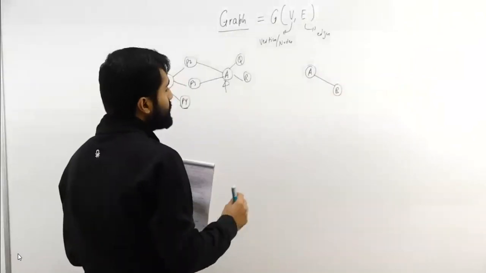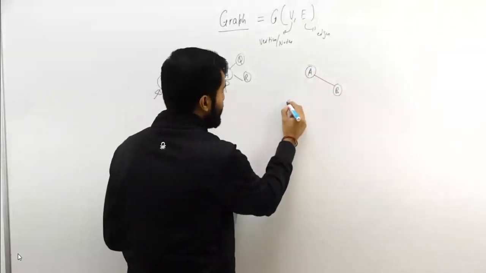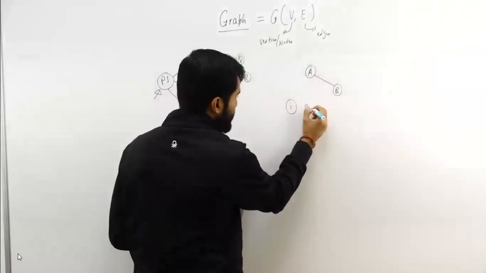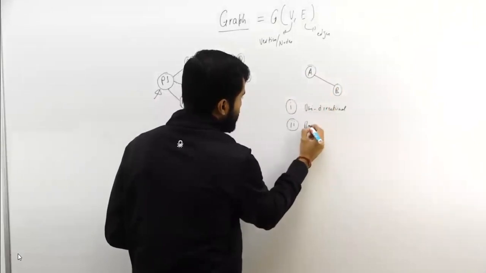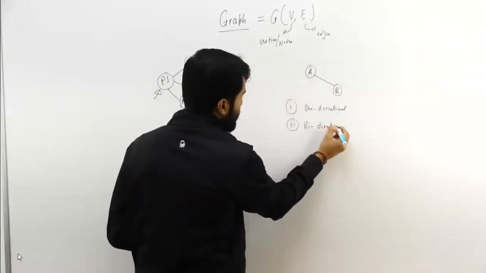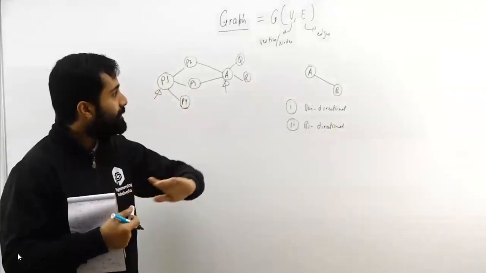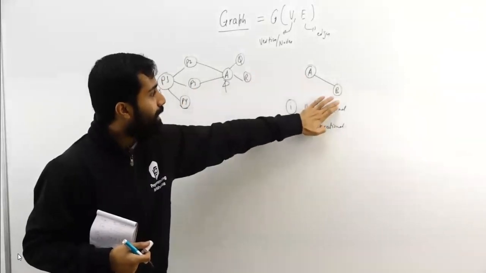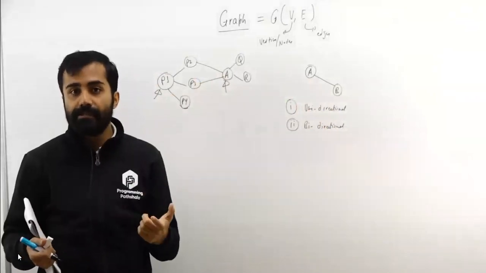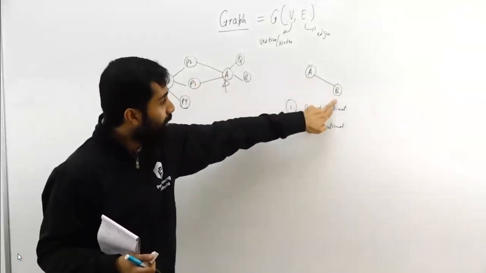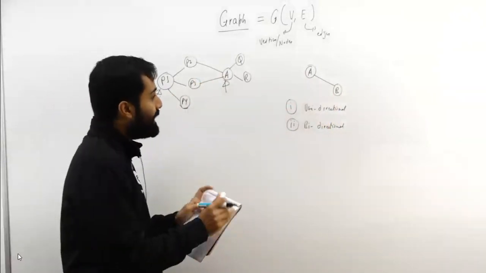So now let's talk about these edges. Okay, so there are two categories of edges. The first category is unidirectional, and the second category is bidirectional. Okay, the meaning of bidirectional is that if there is an edge from A to B, there is also an edge from B to A. Or think of it in this manner. Every edge is like a relationship. So if there is a relationship from A to B, there is also a relationship from B to A, right? That is called bidirectional.